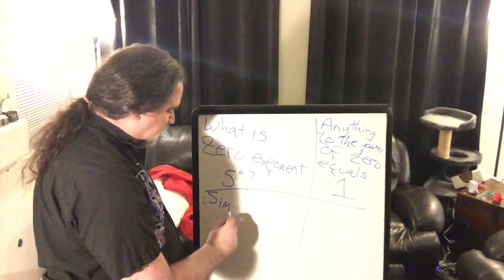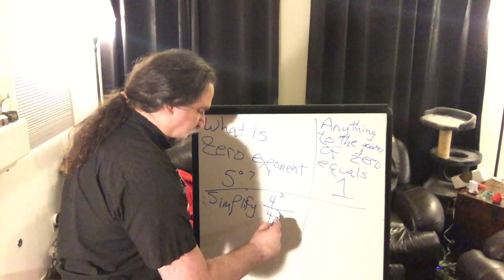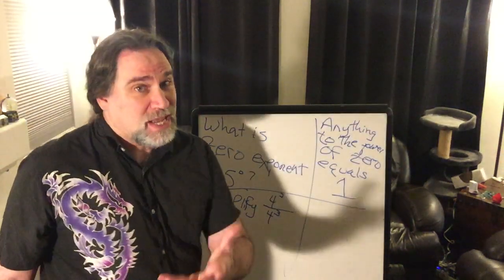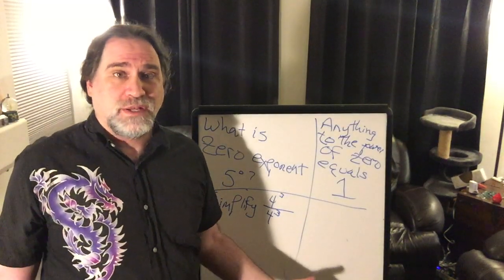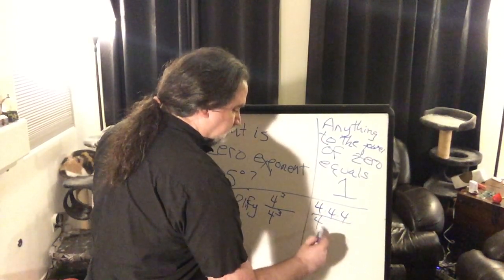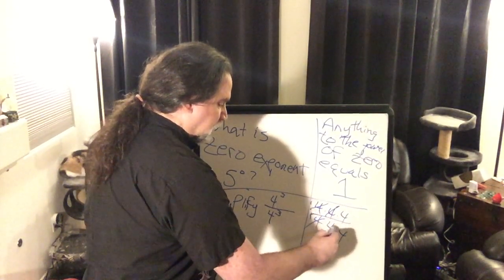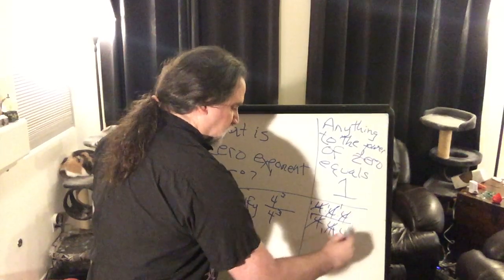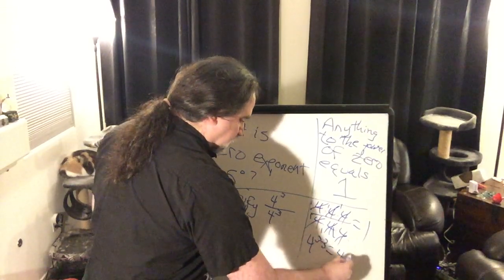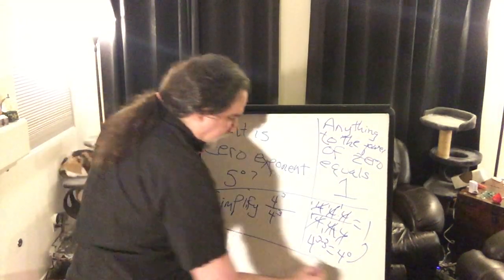So here, if we had a problem that said simplify 4 to the third divided by 4 to the third. Seems simple. I mean, right away you can see these are exactly the same thing, and anything divided by itself is 1. If we were to write it out, because we're still in doubt, 4 divided by 4 is certainly 1, 4 divided by 4 is certainly 1, and 4 divided by 4 is certainly 1. If I subtract the exponents, I get 4 to the power of 0. I could even take off the 4's.